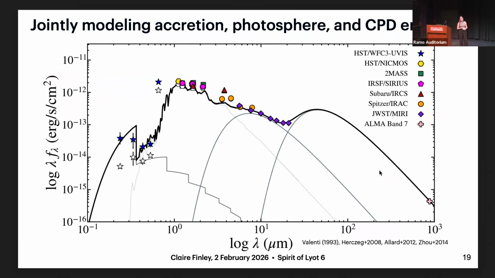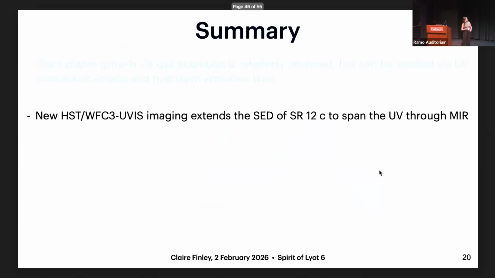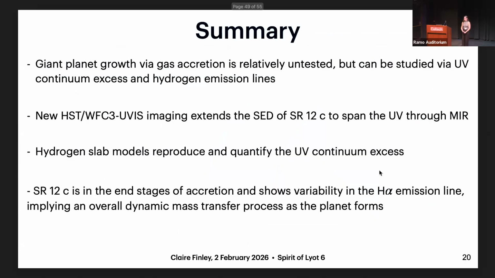allows us to constrain not only how much a giant planet is accreting, but also what the environment it accretes from looks like. And I just wanted to remind you again that this is only one small part of a larger sample, so please stay tuned for those results. And I'll just splash up my conclusions here. Happy to take any questions.